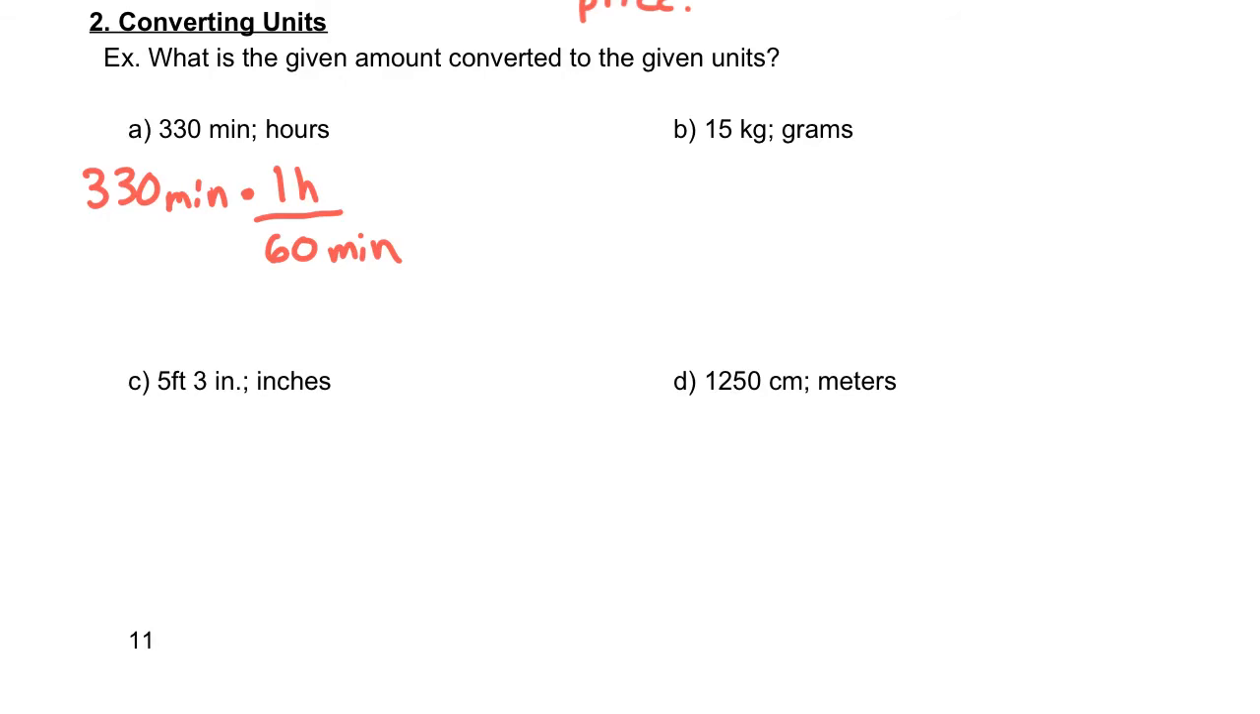And essentially what happens is we divide out our common units. So in this case, our common units are minutes. So the reason I put minutes on the bottom is so that I can divide out those common units. So to calculate this, I would take 330 times 1, which is 330, and I would divide that by 60. So 330 divided by 60 is 5.5. So 5.5 hours.